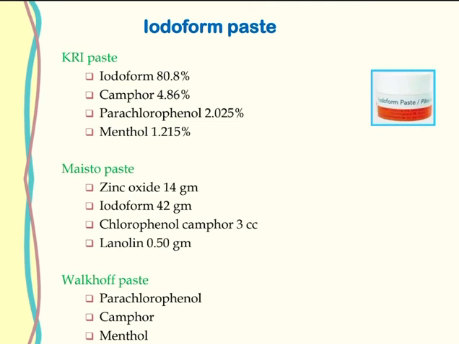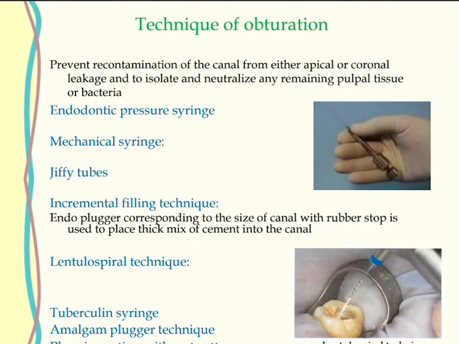The other forms of obturating material that are based on iodoform include KRI paste. It contains iodoform at 80%, whereas Maisto's paste contains iodoform at 42 grams. Walkhoff paste also contains iodoform along with camphor and menthol. These are all iodoform-based pastes. They are found to have antiseptic and antibacterial activity when used as an obturating material.